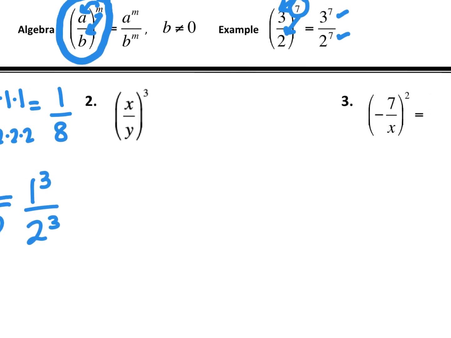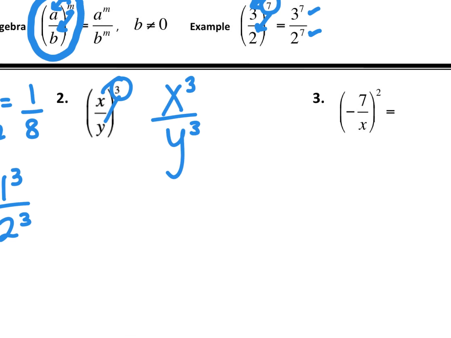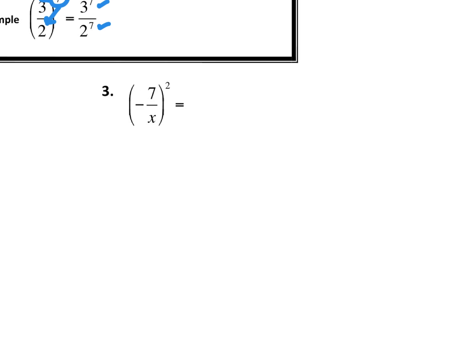Okay, so here we would take the power of 3 and put it on the x and put it on the y: x to the 3rd over y to the 3rd. In this problem with the power of 2, we're going to first put it on the negative sign, and 2 negatives will cancel each other out. Then we would put it on the 7 for 7 squared in the numerator, and on the x for x squared in the denominator.